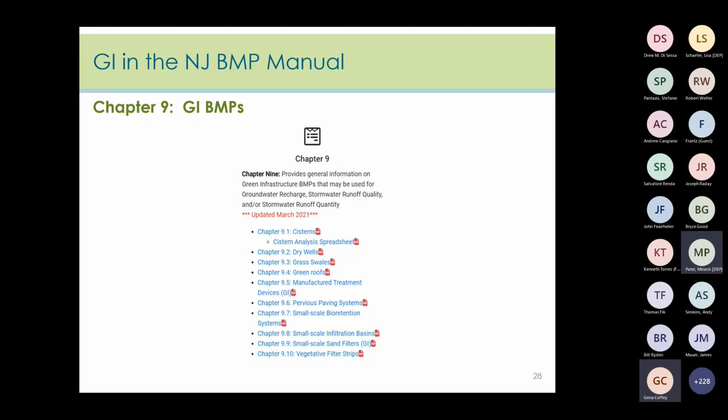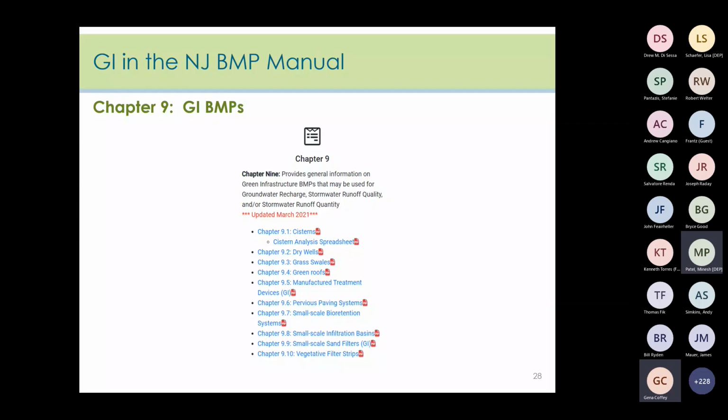The tables found there specify information on how each BMP may be used. So Table 5.1 is going to coincide with Chapter 9 of the BMP manual, which are the GI BMPs. And they include cisterns, dry wells, grass swales, green roofs, GI MTDs, pervious paving systems, small-scale bioretention systems, small-scale infiltration basins, small-scale sand filters that are GI, and vegetative filter strips.